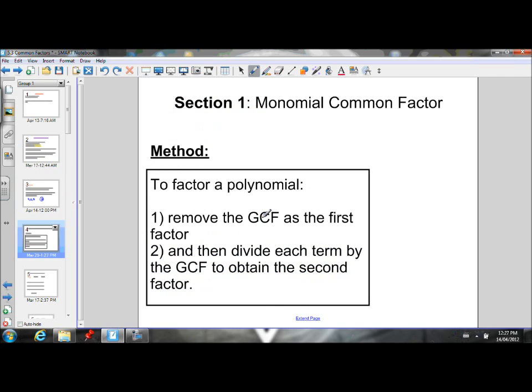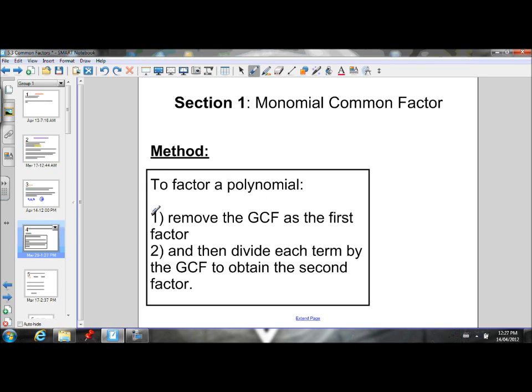Section 1, monomial common factoring. There are three sections to this lesson. Monomial common factoring, so common factoring one term. The other section is binomial common factoring, so we common factor a binomial. And section 3 is factoring by grouping.